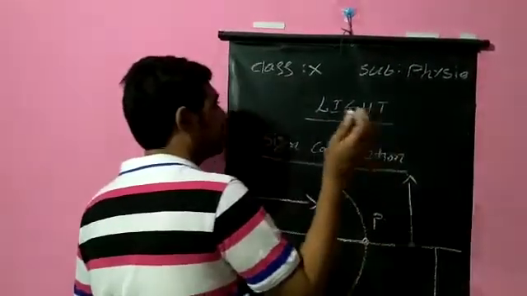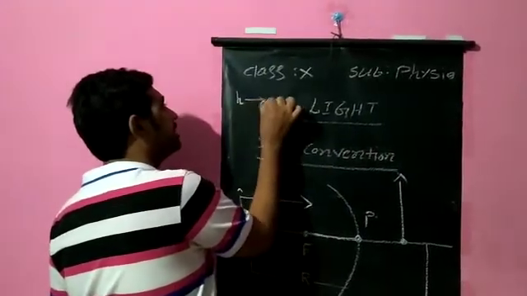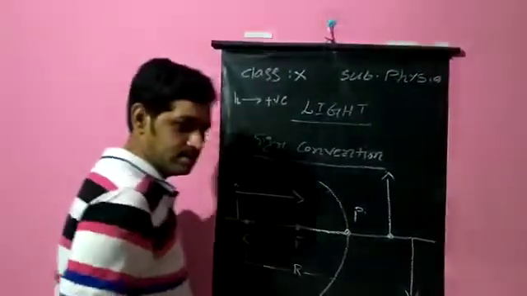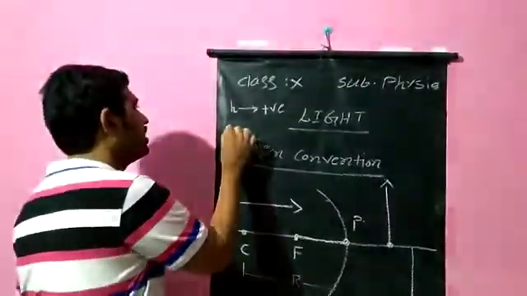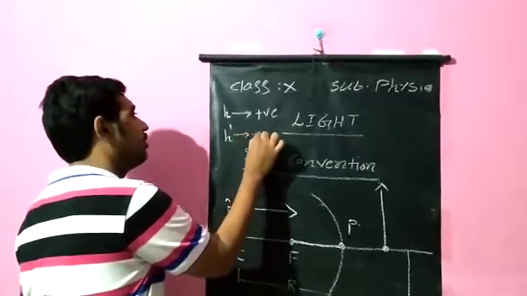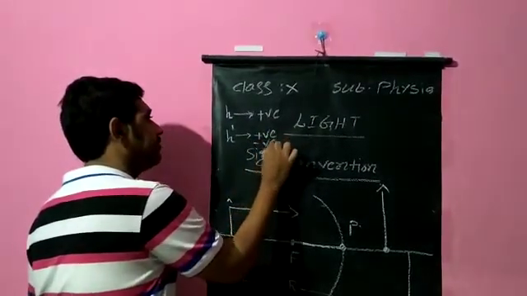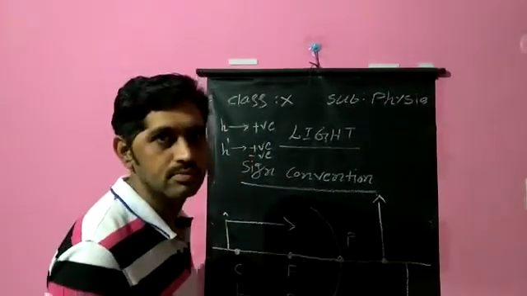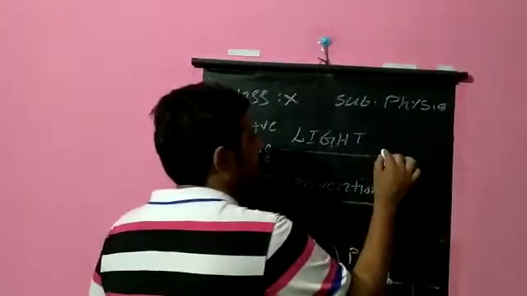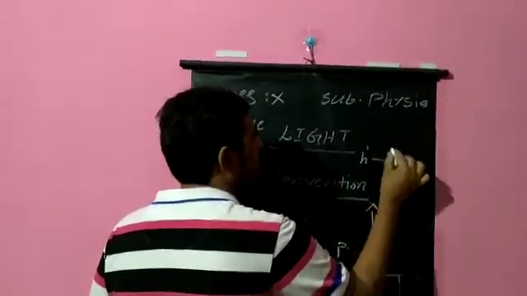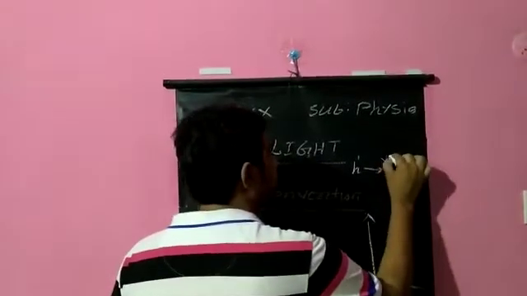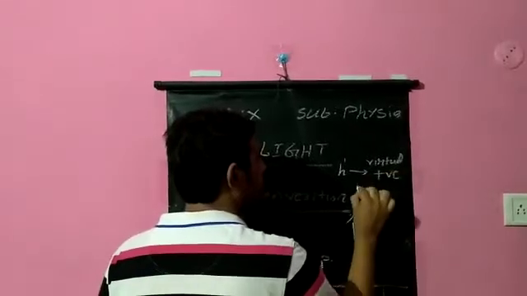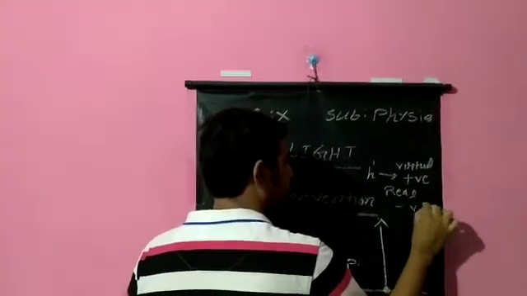So we can conclude here that the height of the object is always positive. H means the height of the object, I am saying. Height of the object is always positive. Height of the image, H dash, is positive for a virtual image and negative for a real image. H dash will be the height of the image. I'll write here: for a virtual image it is positive, for a real image it is negative.